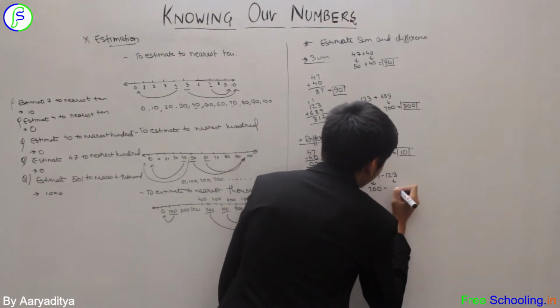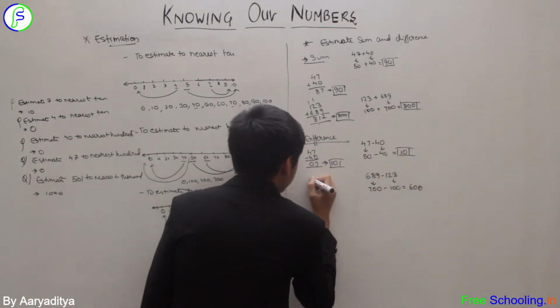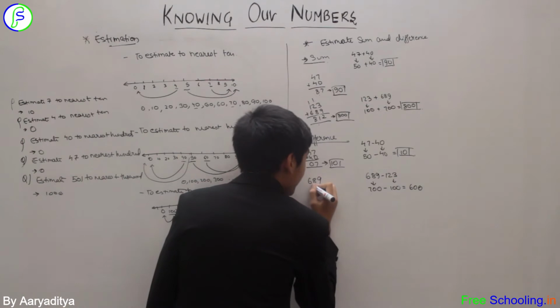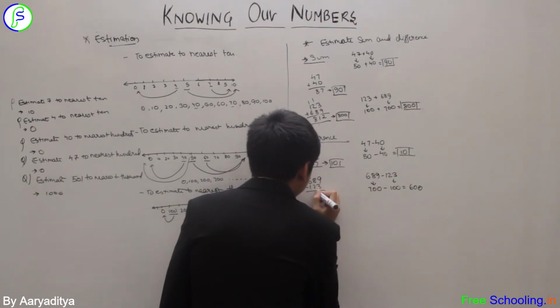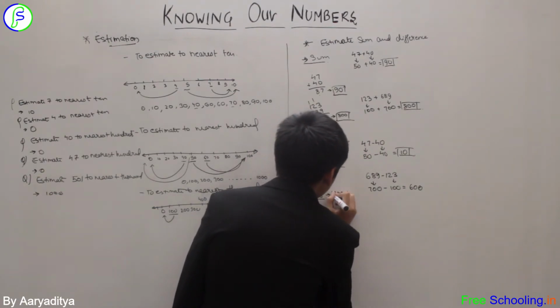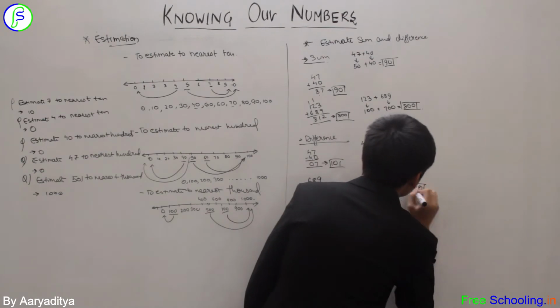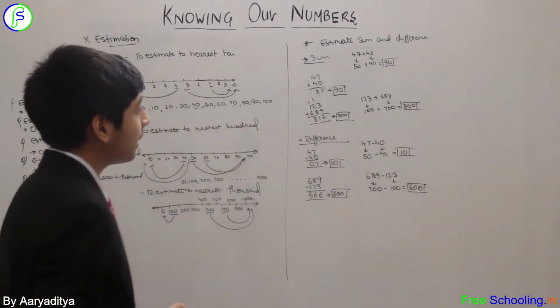And estimating this one to the nearest 100, we get 100. In total, 600. Similarly, let's verify this one. 689 minus 123. What do we get? We get 566 again, and we got 5. Estimating this one, we get 600. Answers have matched, therefore the question has been verified. Hope you have understood how to estimate sums and differences.